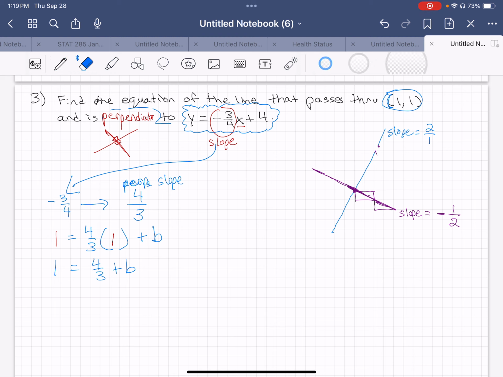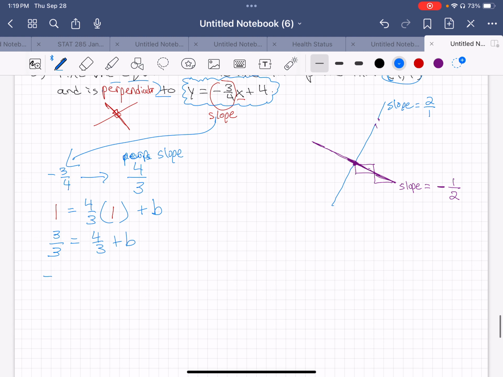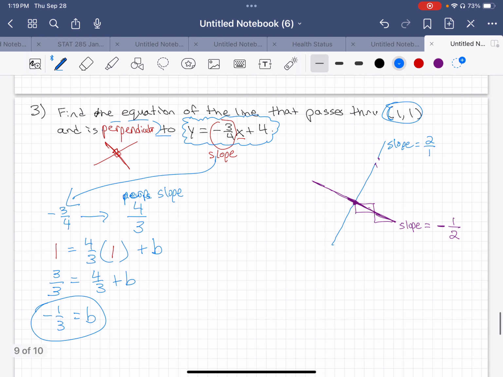Get my common denominator, so I'll replace 1 with 3 over 3. Subtract 4/3 from both sides, so I get negative 1/3 equals b. That's my y-intercept. My slope was here. You have to be a little more careful now that we have different slopes. And my answer would be y equals 4/3 x minus 1/3. This equation would be perpendicular to this first equation.